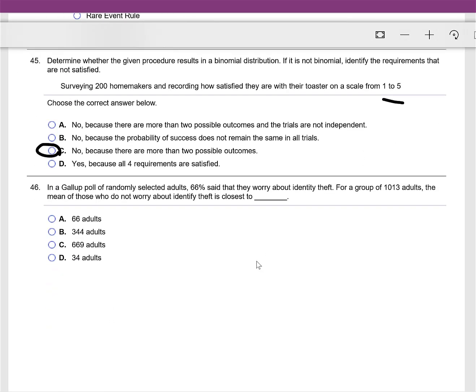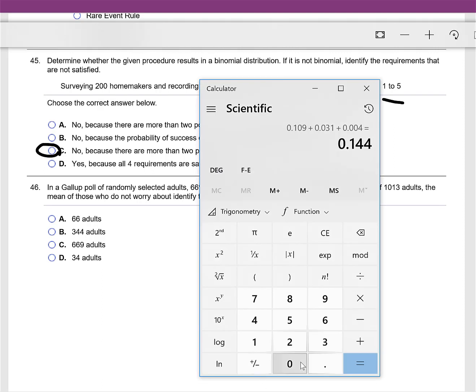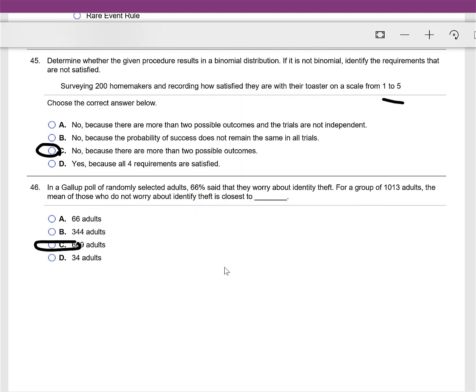And then finally, in a Gallup poll, 66% were worried about identity theft for a group of 1,013 adults. What's the mean of that? So the mean is simply going to be 0.66 times 1,013. 1013 times 0.66, and we're going to round it up, so it's going to be 669. That formula is in question number 1.